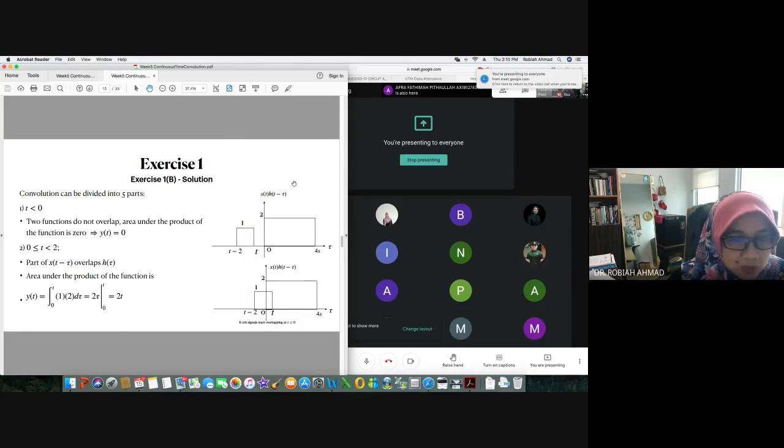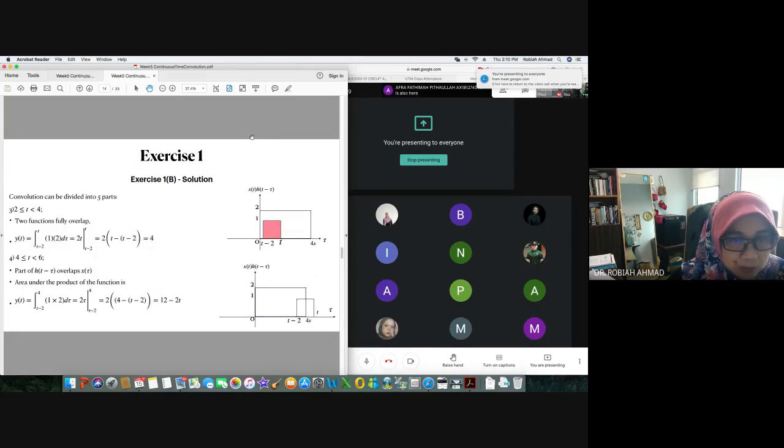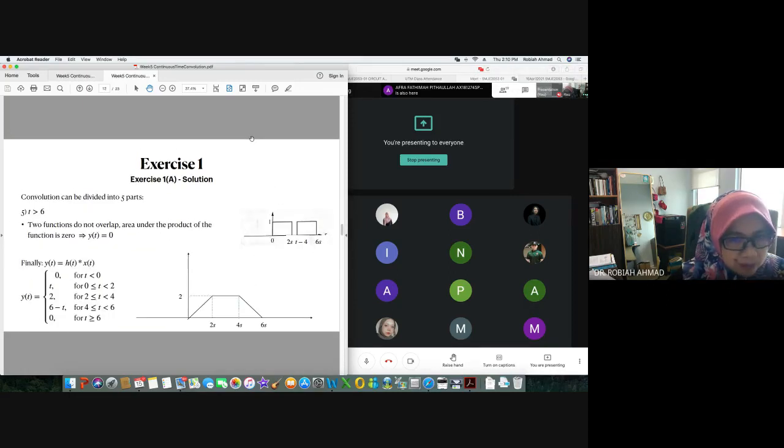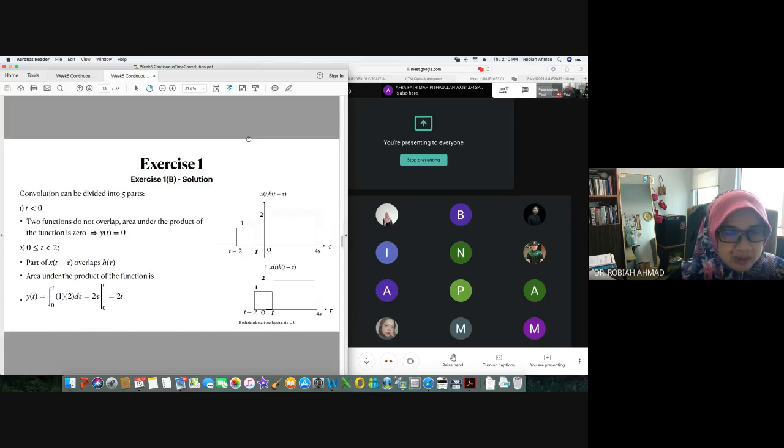So let me choose, because last time we discussed the one with the same, I think 1A, about the same height, only the difference is the width. Now let us look at a different one, and then I think with this you can proceed with 1C.